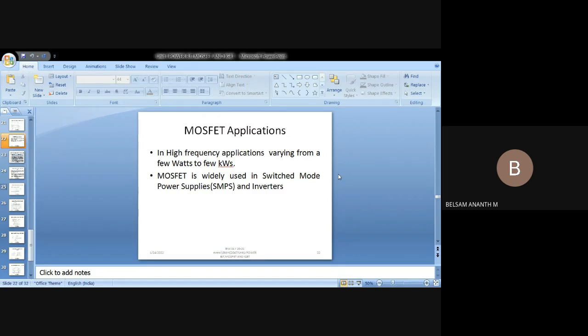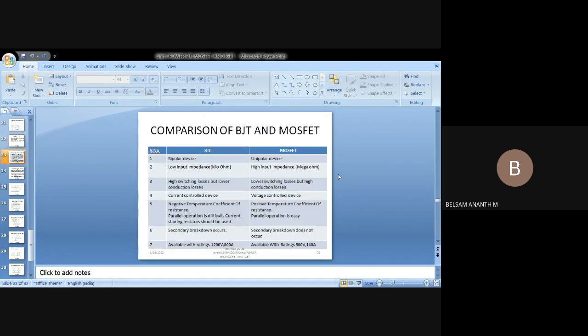So the applications of power supplies are switch mode power supplies and inverters. And when we go for comparison, there are ups and downs on both sides, because BJT is another switching device and MOSFET is another one, metal oxide semiconductor field effect transistor, and BJT is a bipolar junction transistor. So bipolar device, unipolar device: one side will have low input impedance, and we all know that MOSFET has a high input impedance. Here there are also lower switching losses but high conduction losses. Please remember the third point here: low switching losses but high conduction losses.